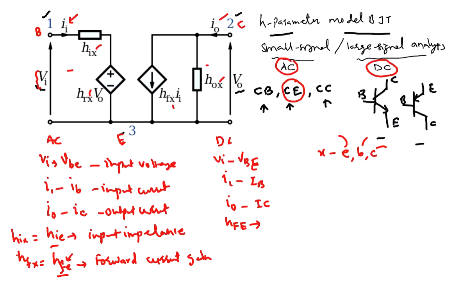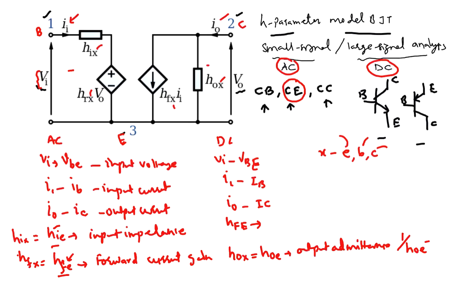Like HIE would be given for a small signal analysis. Now, there is one more term, that is your HOX, which when X is replaced by E becomes your output admittance, HOE, or 1 over HOE would be your output impedance. So usually you take the reciprocal of HOE, and that becomes your output impedance.